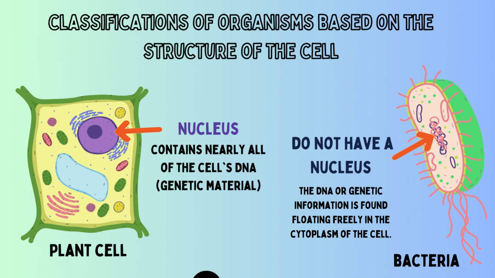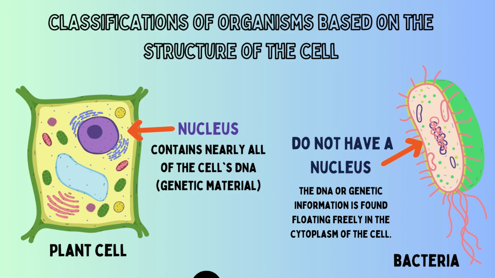Classification of organisms based on the structure of the cell. So basically, like we mentioned before, the cell is a basic building block of anything that is living. Now, what we need to compare here, and what is basically the difference between different types of cells, is that on the left side you have a plant cell and on the right side you have a bacteria. The main difference is that a plant cell is part of a multicellular organism and a bacteria cell is part of a unicellular organism.